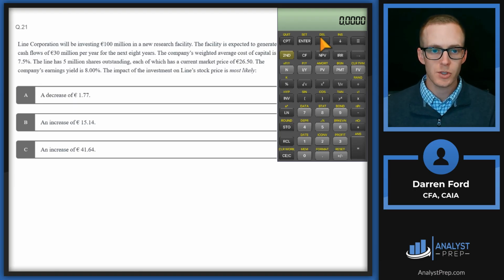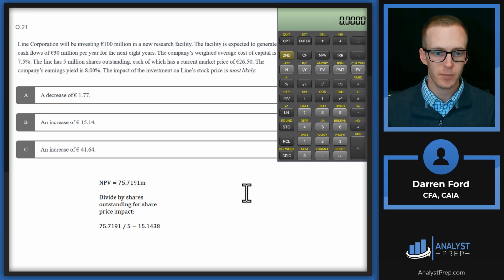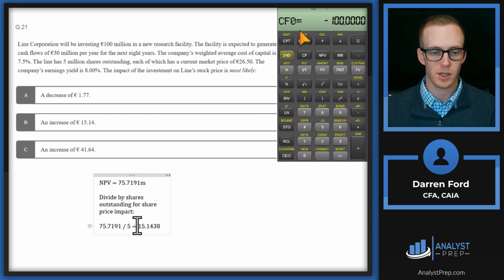75.7191. So to get our share price impact here, we are now going to take that NPV and divide that by shares outstanding for share price impact, since this should go to earnings. So 75.7191, we'll divide that by 5 since we have 5 million. And again, these are in millions. Gives us an impact of 15.14.